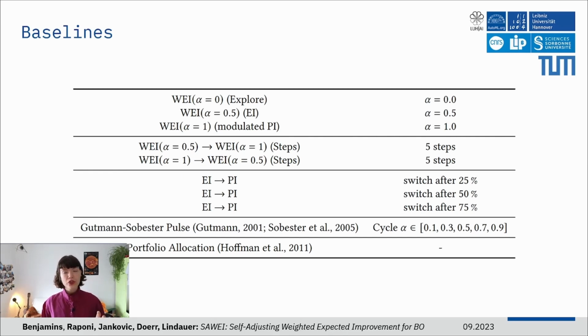And also to compare linear increases and decreases from 0 to 0.5 to 1 and vice versa. And we also, from our previous work, compare switching from EI to PI after a certain amount of our budget. And finally, we have the Gutmann-Sobester pulse, where we cycle through alpha values indefinitely. And finally, portfolio allocation, where we pull different arms, which are different acquisition functions.